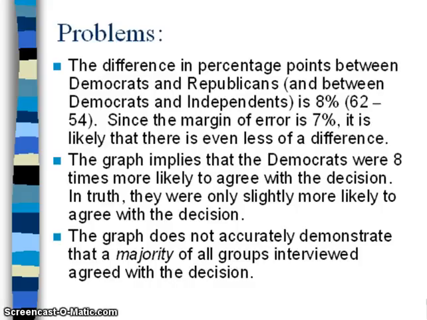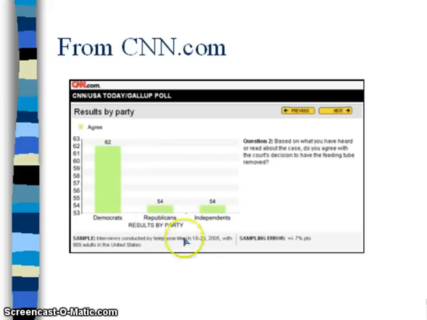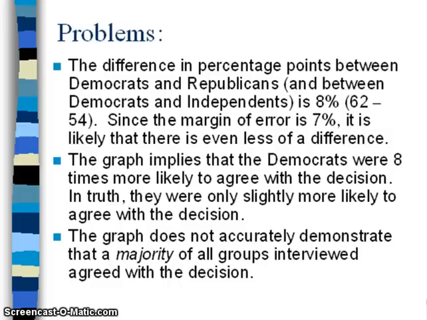But let's look at the real numbers. So this is kind of what it's saying. The difference between the Democrats and the Republicans is 8%, but the margin of error is 7%. So that could be anywhere from 15% different to only 1% different. From the graph, it looks like Democrats are 8 times more likely to agree with the decision. Look at this: 1, 2, 3, 4, 5, 6, 7, 8. 8 extra bars from the green one to this one. So that's kind of silly. It does not accurately demonstrate that a majority of all groups interviewed agreed with the decision.